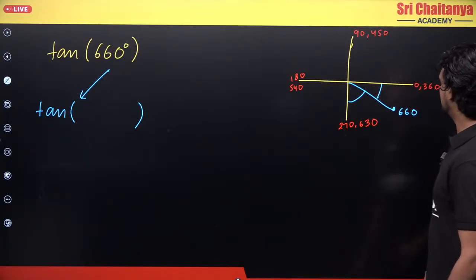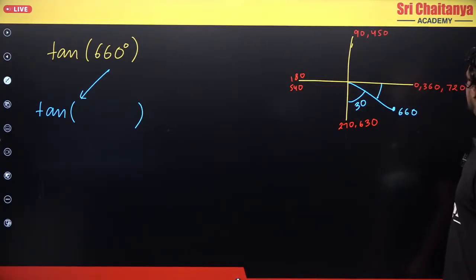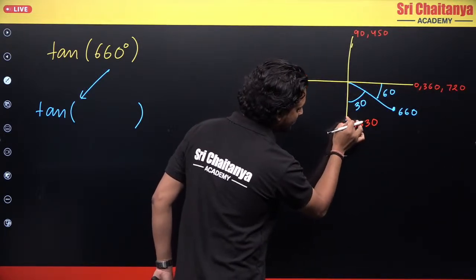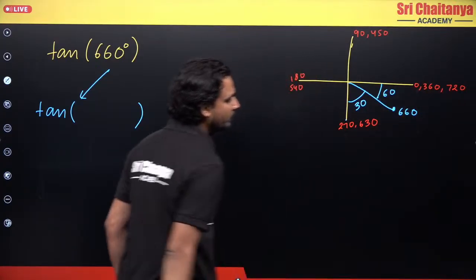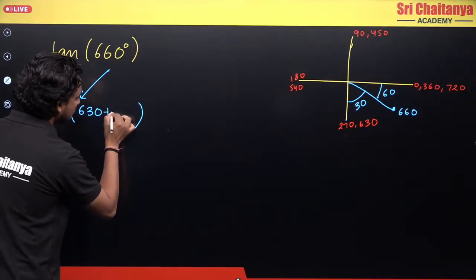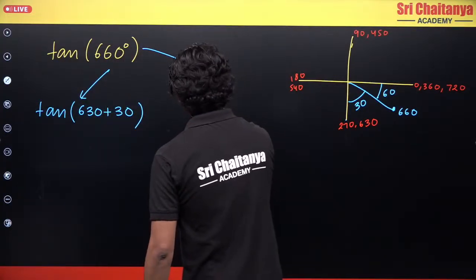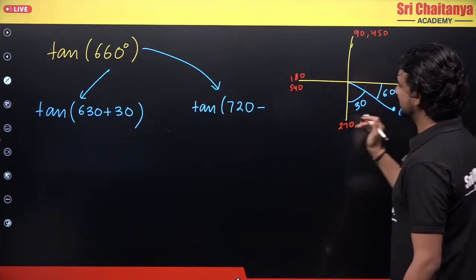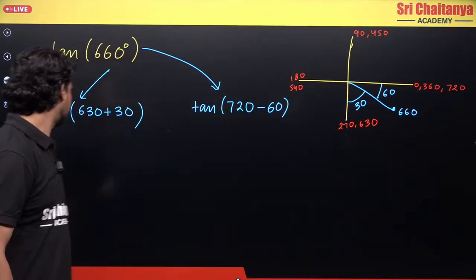So let's understand, this is 630, plus 30 gives 660, correct? And this will be 60. Can I say this? 630 is here, and if I move 30 degrees, I will get 660. Okay, and 660 plus 60 will give me 720. So I can write this as tan of 630 plus 30 degrees, or I can write it as tan of 720 minus 60. So these are the two different ways in which we can write this, correct?